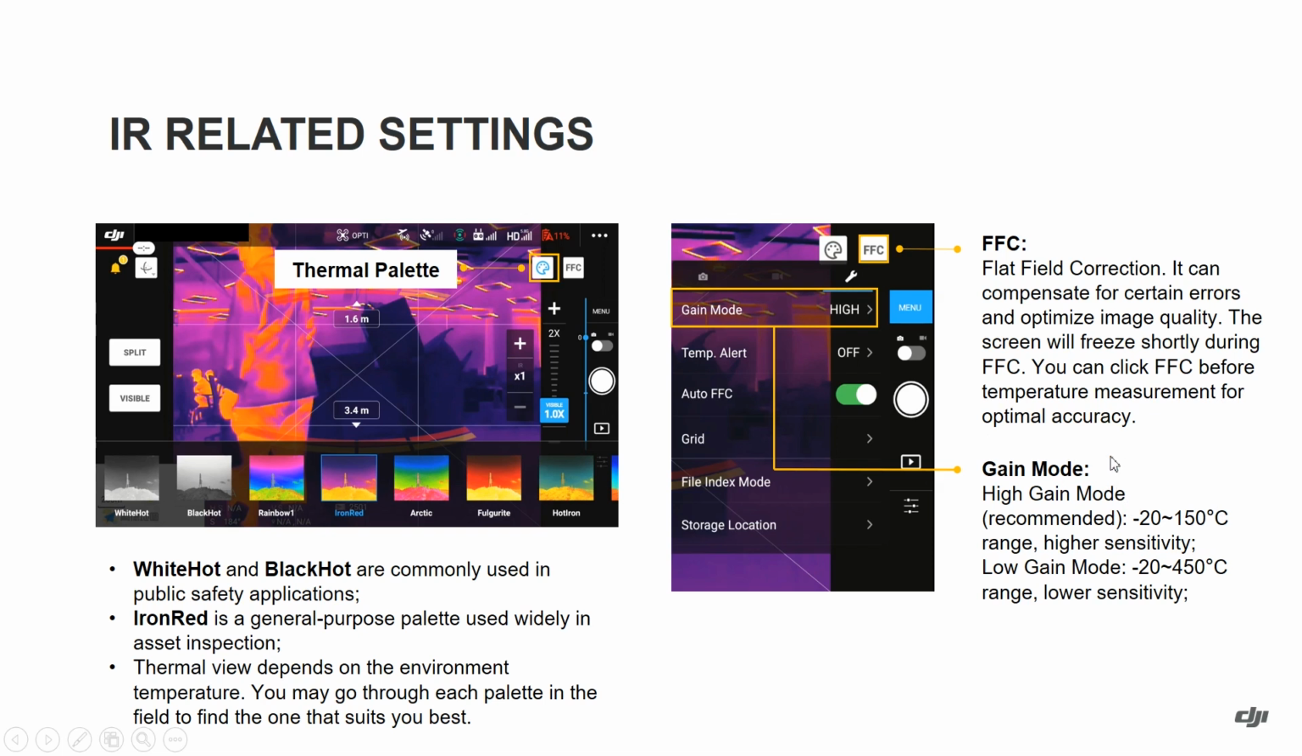And the other one is the gain mode. We have two gain modes here. Usually we recommend users to use the high gain mode, which is -20 degrees to 150 degrees Celsius. This will give you a higher sensitivity for the sensor and also higher accuracy. The other one is the low gain mode. It has lower sensitivity but with a larger temperature range.